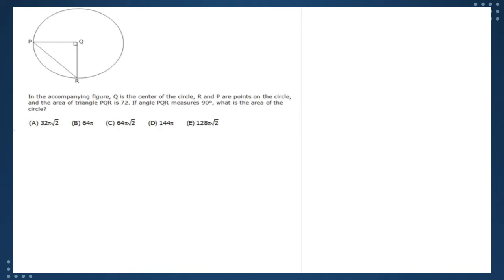Okay, so this is another interesting question. The one thing you'll notice is that the triangle is not inscribed in the circle, but there are two equivalent side lengths because they're both radii, QR and QP. So the area of the triangle is 72. We know that PQ and PR are the same length. Thus, we're dealing with a 45, 45, 90.